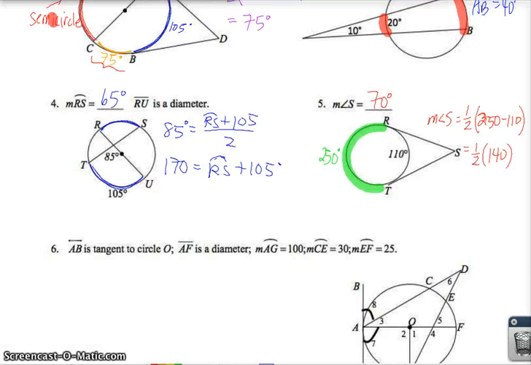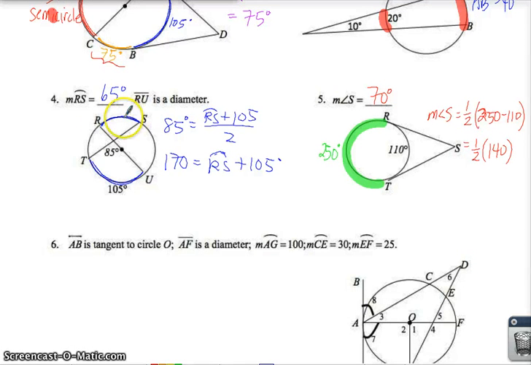Moving down, again, I tried to color coordinate here. Here's where my chords are. If this is 85 degrees, that means half of the sum must be equal to 85. So 85 equals half the sum. And I just isolate the RS. Again, find this angle up here. So it's the big one minus the little one. Take half of that value.